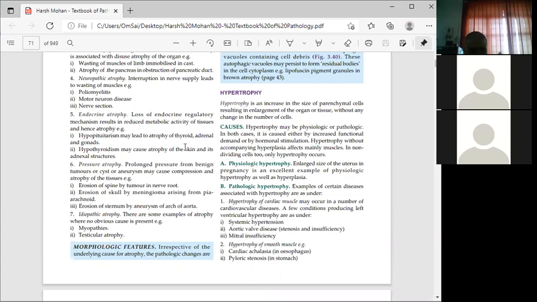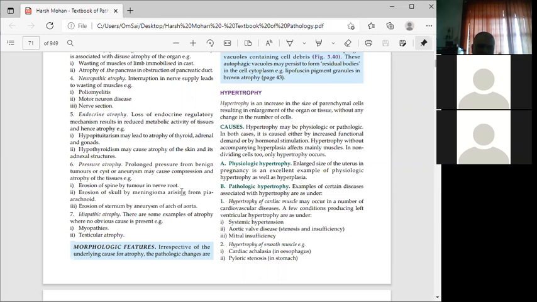Then pressure atrophy is also there. Prolonged pressure from benign tumors or cyst or aneurysm may cause compression and atrophy of the tissues. Example: erosion of spine by tumor in nerve root.